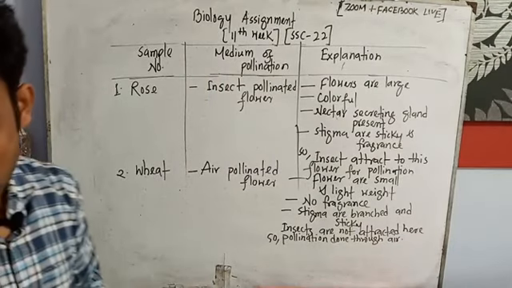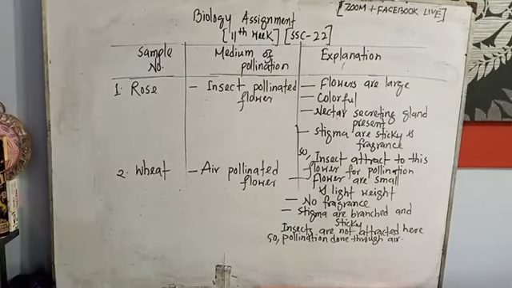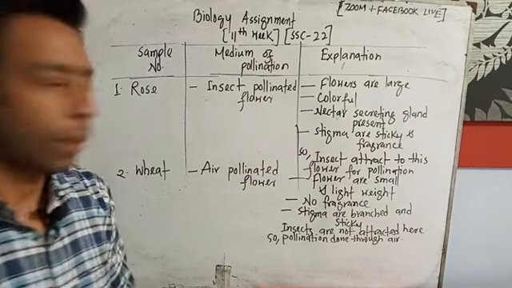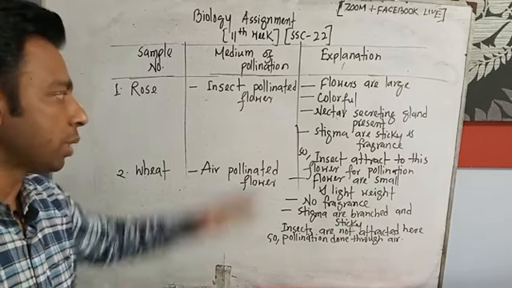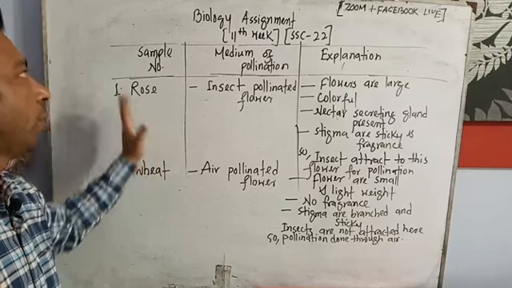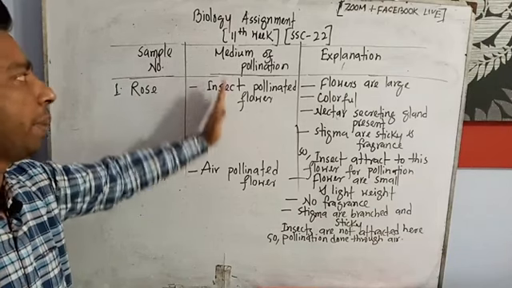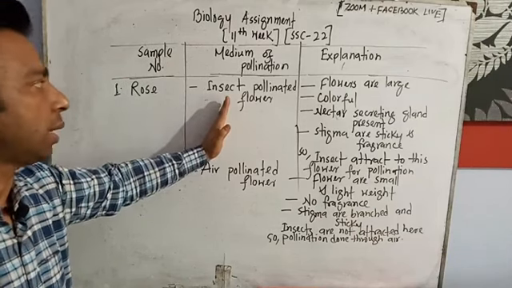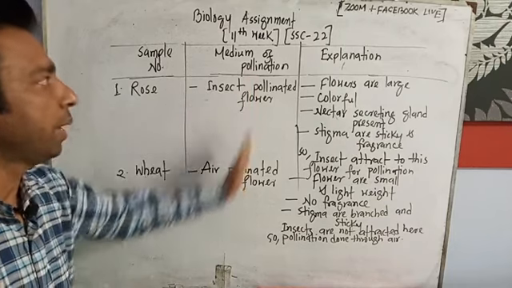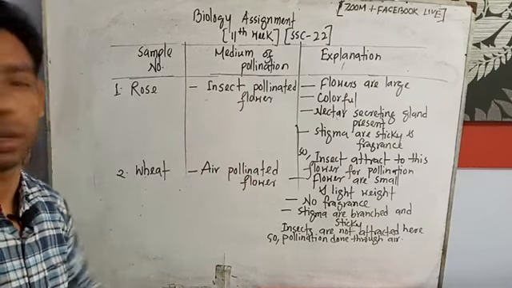I gave you a sample. If you need to add something, go through the book and you can collect information from your book also. Many of them, I just gave you the sample. This way we will find out the sample number, the medium of pollination, what they are asking for in the assignment. We will write on them, and an explanation why they are attracted to them.